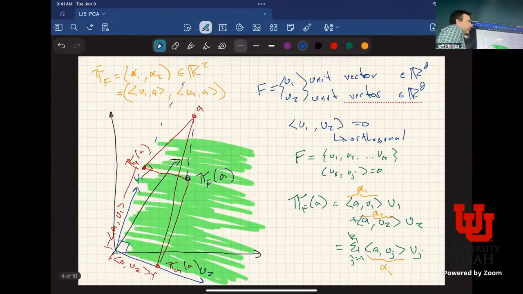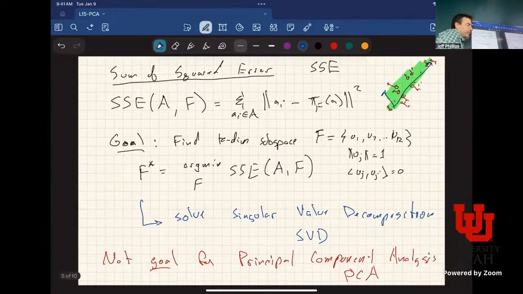Why do you jump straight to the sum of square error? Because this is what we can optimize with the SVD.